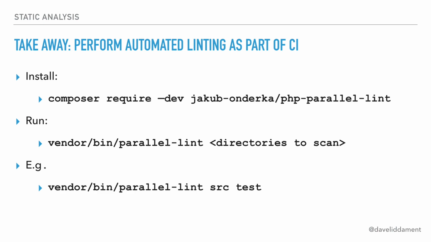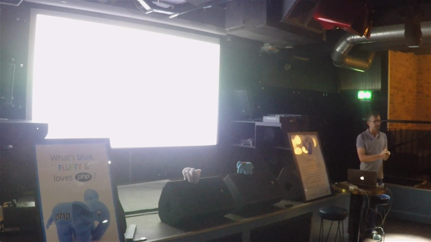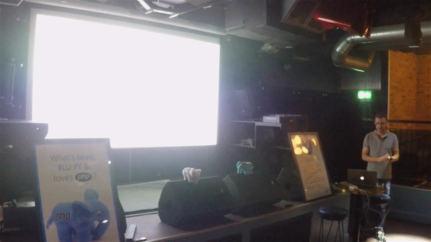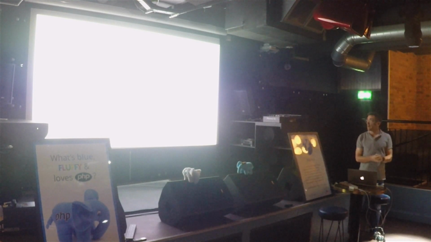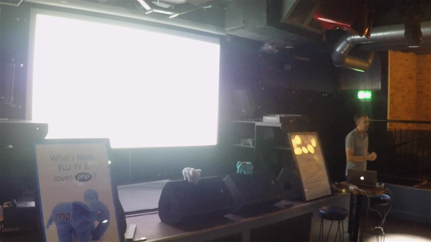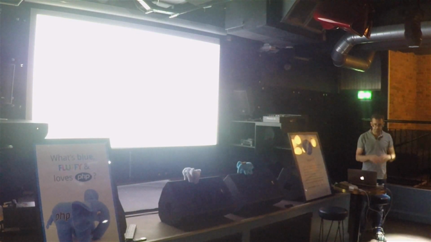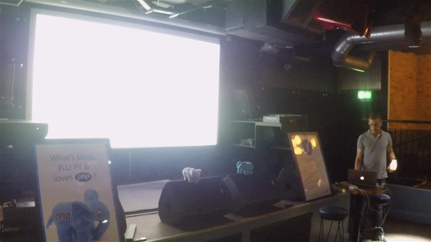Second takeaway is if you're not doing any kind of continuous integration at all, then start your continuous integration with just something that does simple linting. That's going to find things like missing semicolons and stuff like that. My current tool of choice is Parallel Lint. Those are instructions on how you install it and run it. I'll make my slides available so you can have a play with it.